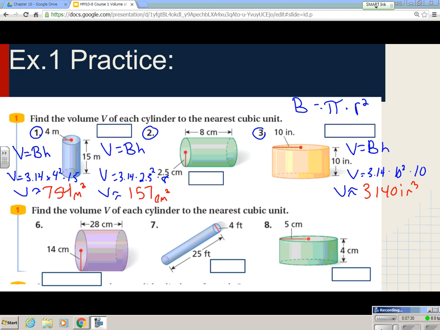So here are the answers. Everything's laid out properly. Formula, plug, chug. And I chugged out about 754 meters cubed, about 157 centimeters cubed, which is exactly what I got on the calculator, and about 3,140 inches cubed, which is exactly what I got on the calculator. So you should have had the same answers. If you did, give yourself a pat on the back.